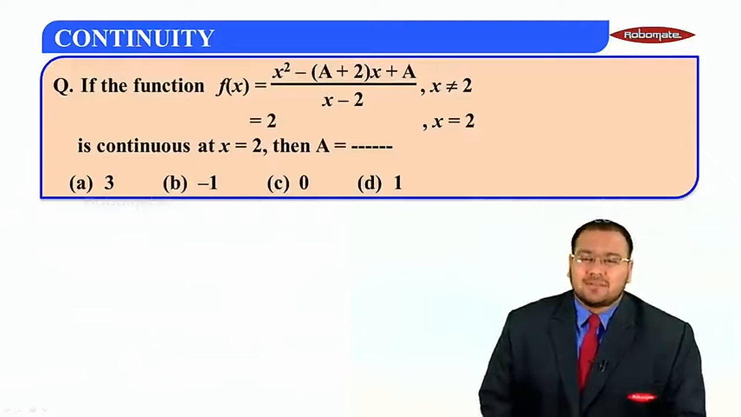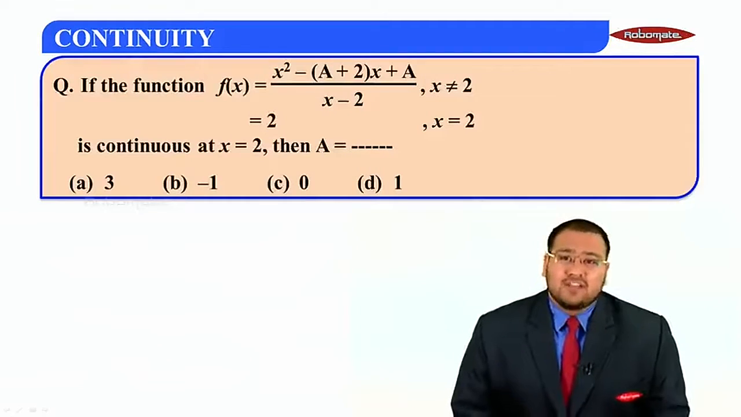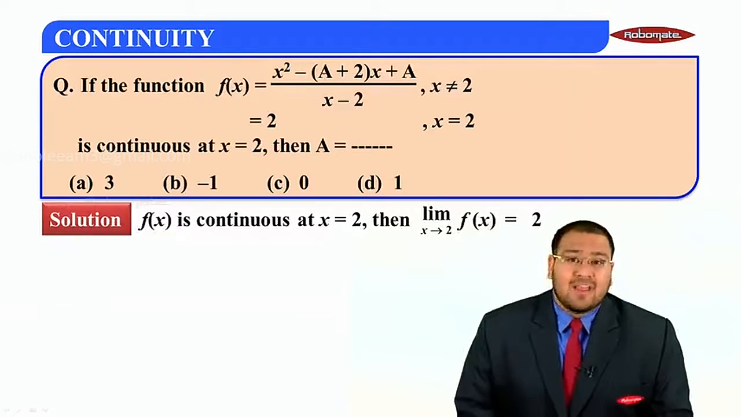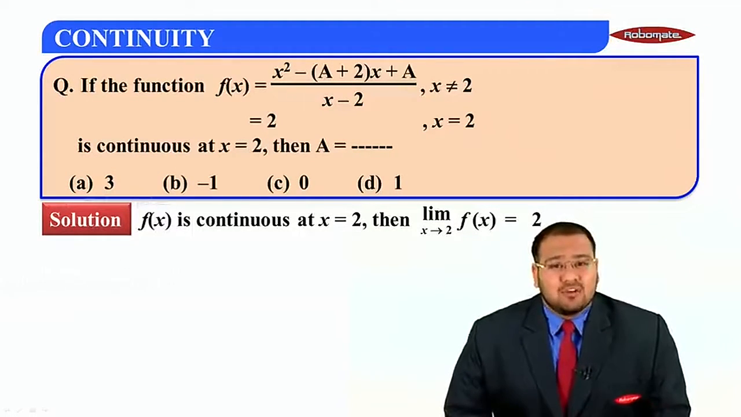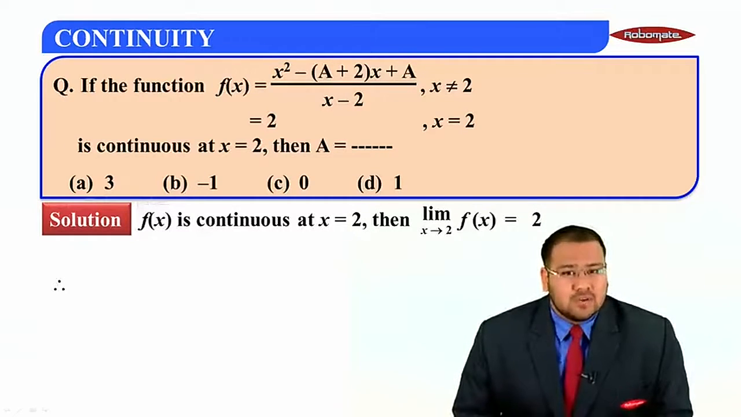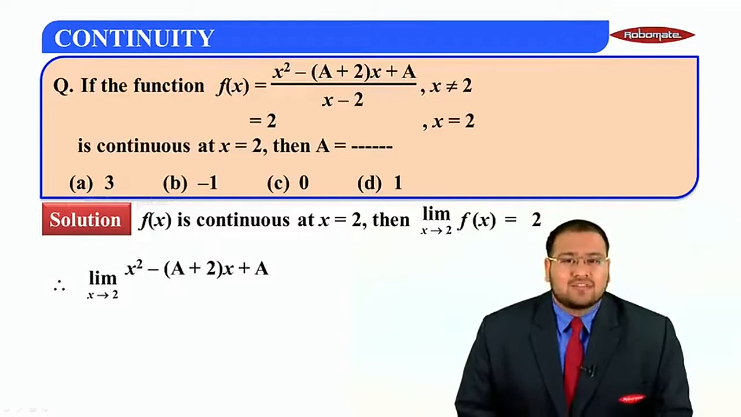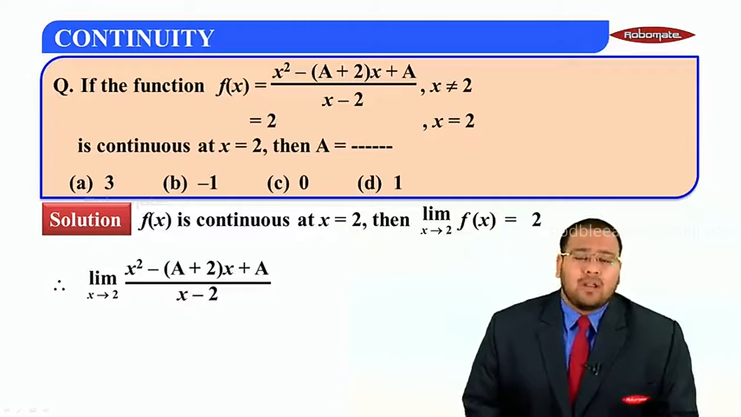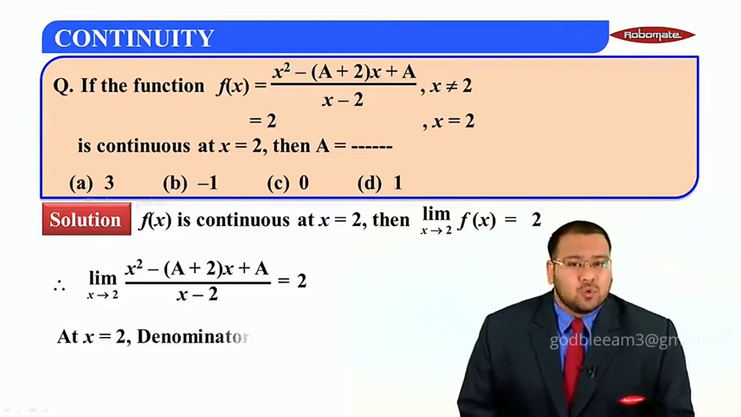Moving ahead, you have a function, it is continuous at x equal to 2, and you need to find the value of a. If f of x is continuous at x equal to 2, the limit as x tends to 2 of f of x is already 2 in the question. Therefore, the limit as x tends to 2 of x square minus a plus 2 by x plus a, the whole upon x by 2 should be equal to 2.